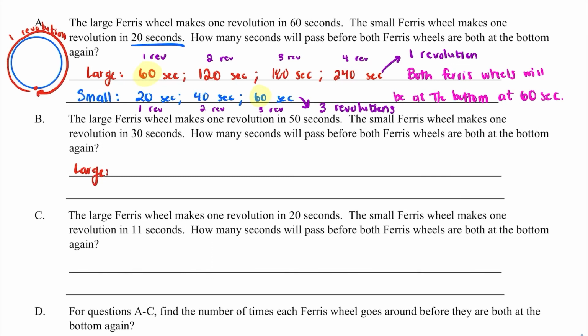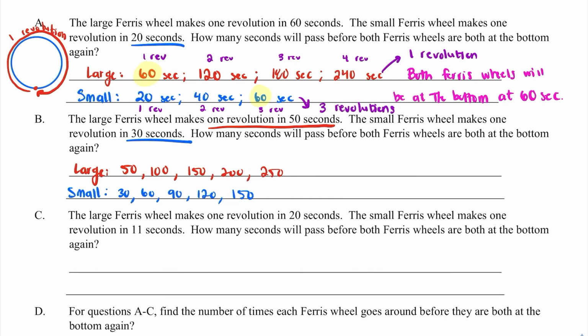We're going to take this information for the large Ferris wheel, so it makes 1 revolution in 50 seconds. So we're going to start listing the multiples of 50 here. And I might do the first 5 multiples, right? So 50, 100, 150, 200, 250. Okay, now let's start listing the multiples for the small Ferris wheel, which is 30 seconds. So we have 30, 60, 90, 120, 150.